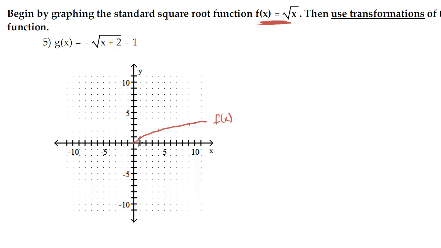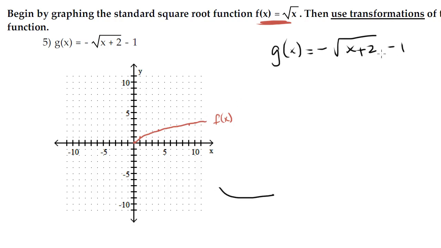So now we're shifting this function. We're moving this function to get this new function here, this g of x function. So let's write something. First of all, this negative in front here means that my new function is going to be reflected over the x-axis, so it's going to have this orientation, right?